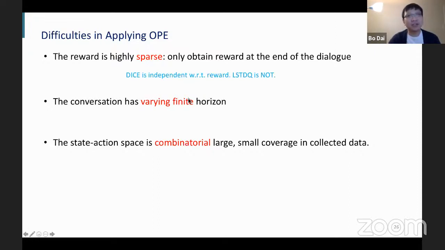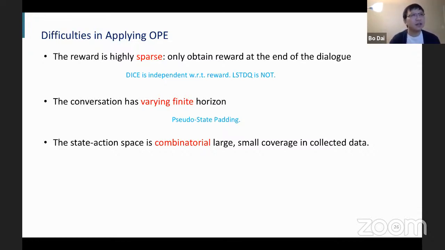First, as I mentioned, our estimator is independent of the reward. You don't need to worry about the sparse reward anymore, because when you're estimating the density ratio, it's independent of the reward. The reward is only used afterwards, composed with the ratio to get the policy value. So it doesn't matter for estimating the ratio. But Q-based methods, for example LSTDQ, which was the state of the art before, are highly sensitive to this setting. The second one: the conversation has a finite horizon. Don't worry, we propose a method to handle that. We call it pseudo state padding. We will see what that is very soon.